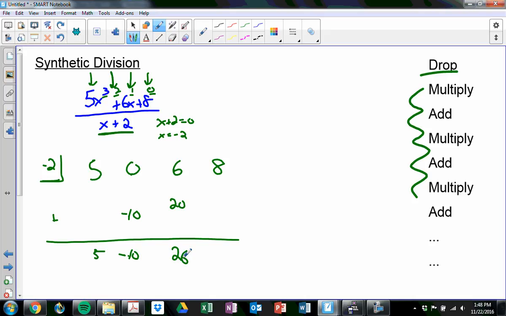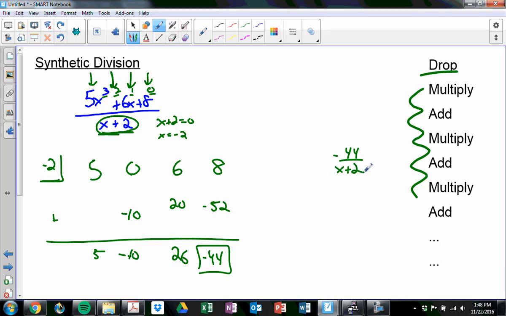Then I multiply. Negative 2 times 26 is negative 52. And then I add 8 plus negative 52 is negative 44. This last number goes in a box. If it's 0, you can ignore it and drop it. If it's anything besides 0, that number at the end of your result, end of your quotient, goes on top of whatever you were dividing by.